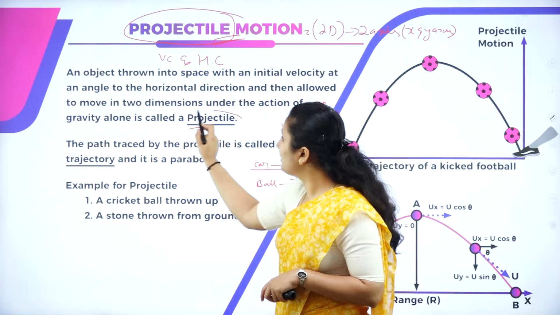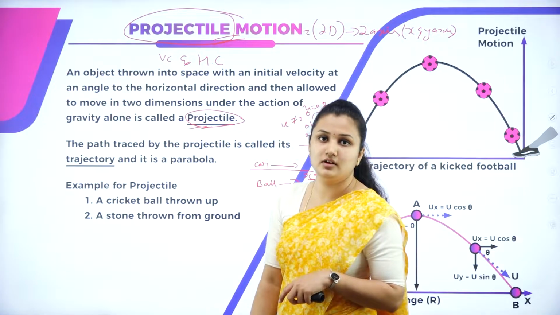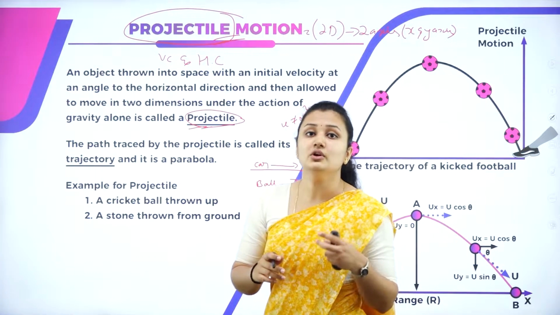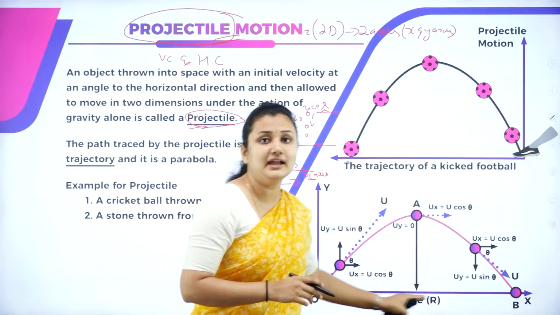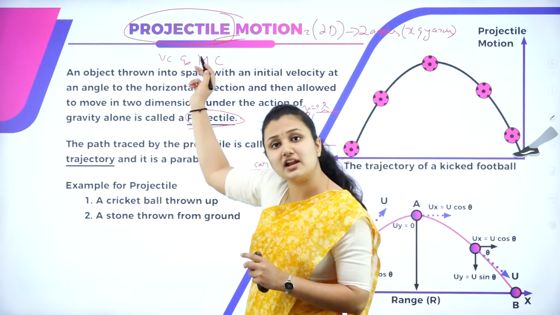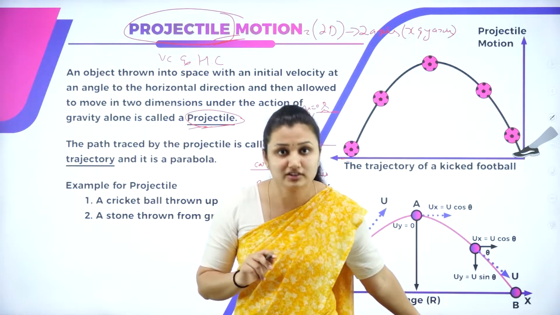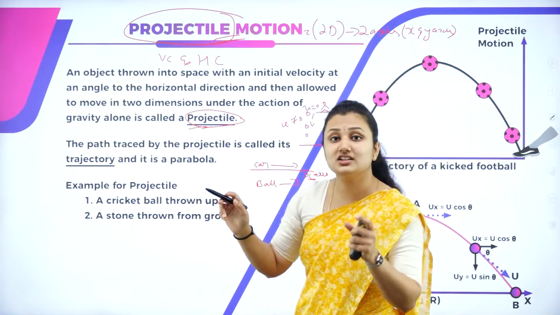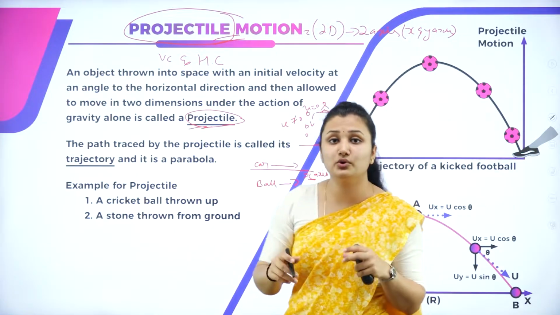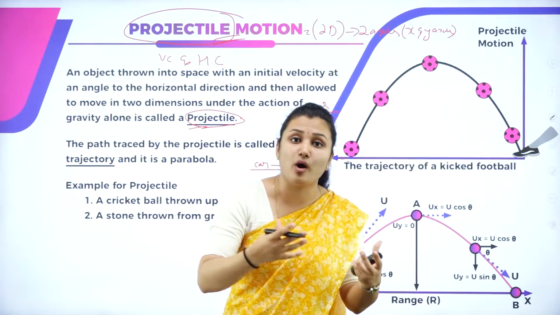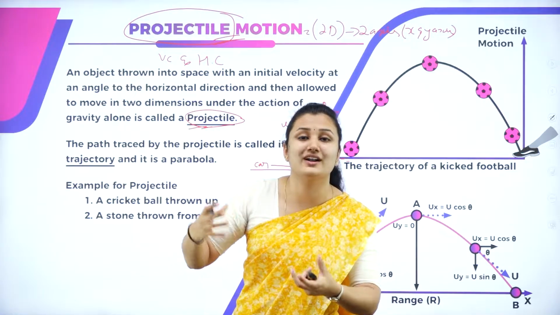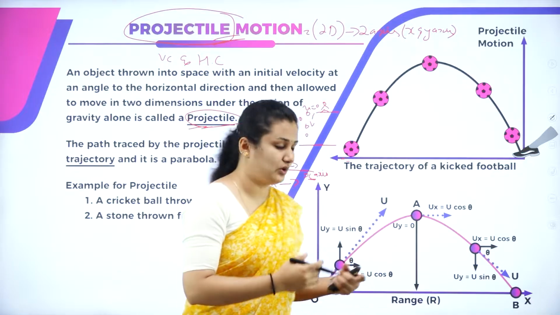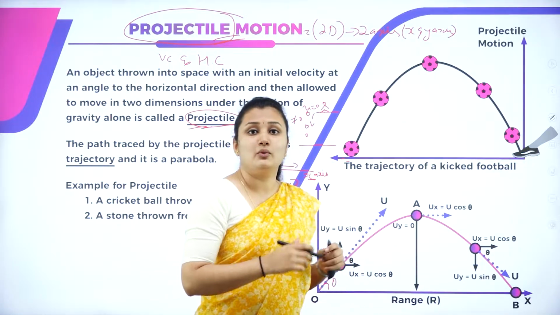So, what do you mean by the term projectile? In projectile motion, both the vertical component and horizontal component describe the motion of the body or the ball. That's why it is called projectile motion. Then what is the terminology projectile? What components does it require to be called a projectile? That we'll look at here.